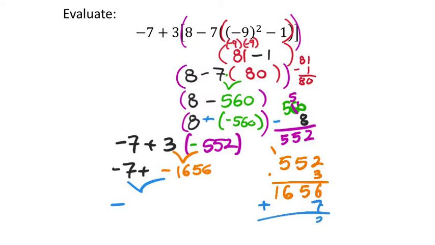So I'm going to take that 1,656 and add the 7. So 6 plus 7, the ones place value is 13. Carry the 1. 1 plus 5 in the tens is 6. Drop the 6 in the hundreds. Drop the 1 in the thousands. So final answer of negative 1,663.